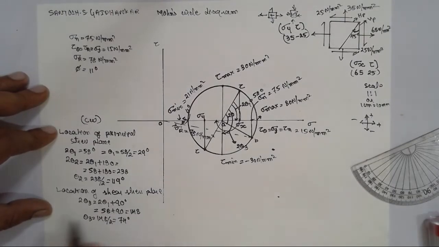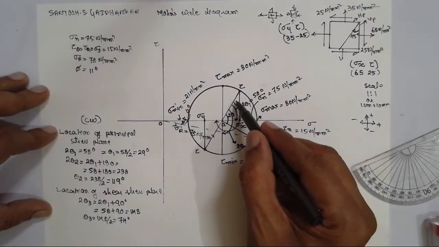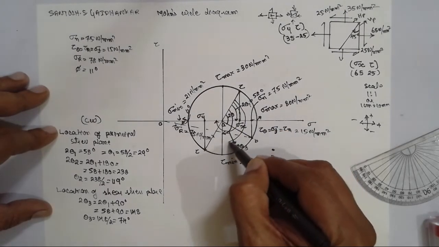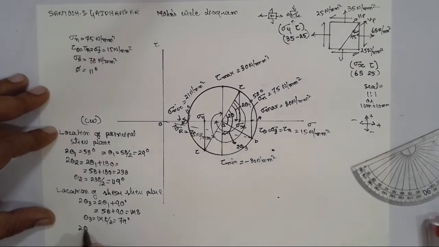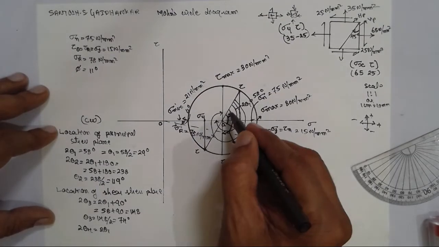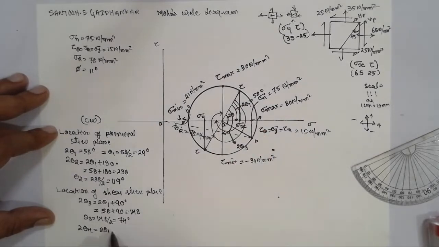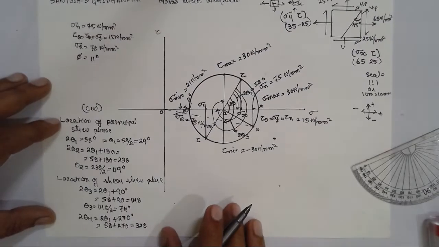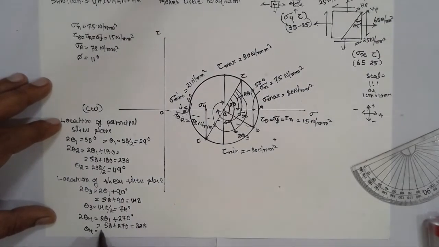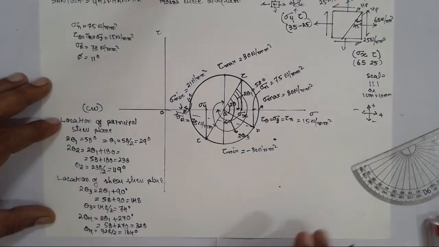Now location of shear stress plane, fourth theta. Now see here, from here over this line, these are the shear stress plane. That means 2 theta 4 is nothing but 2 theta 1 plus 270. What is 2 theta 1? 2 theta 1 is 58 plus 270. If we calculate, the answer is 328. Theta 4, 328 divided by 2 is nothing but 164 degree.